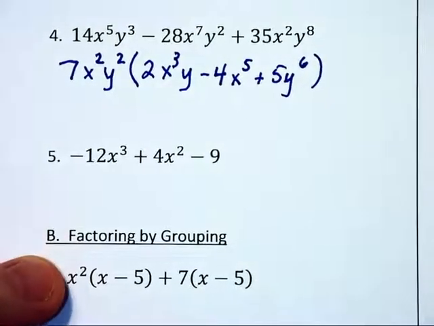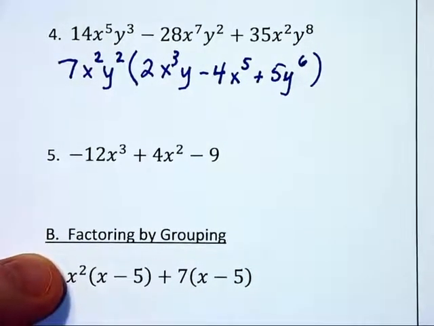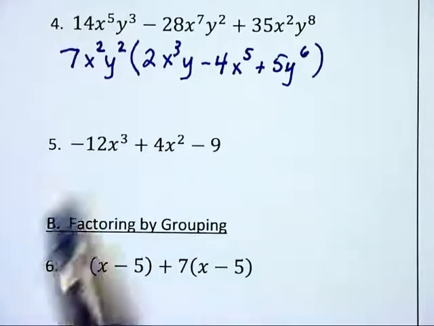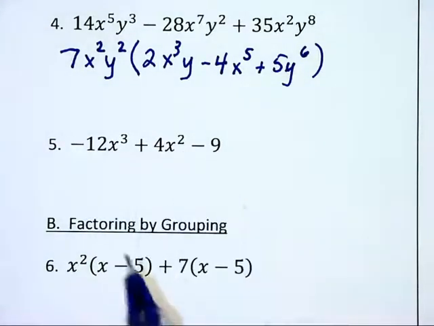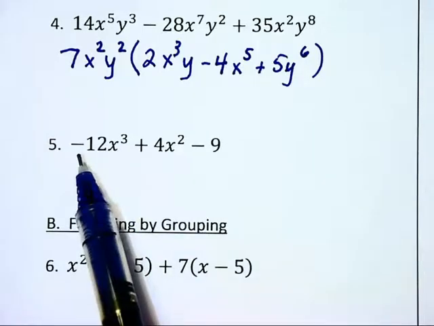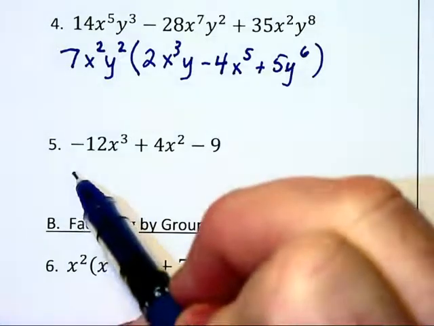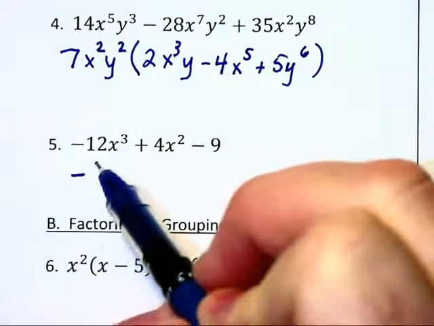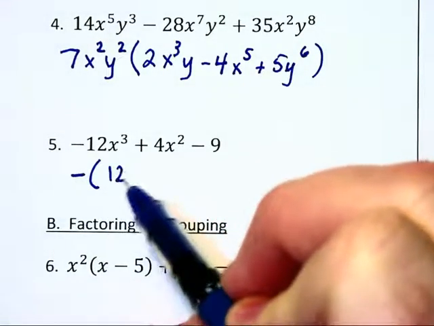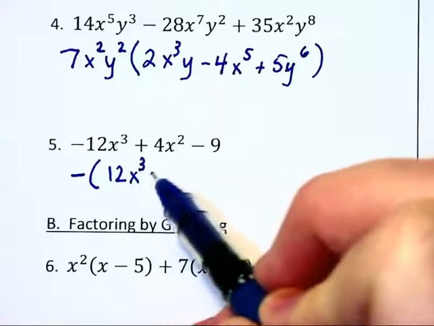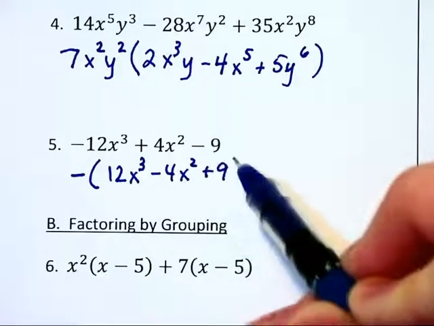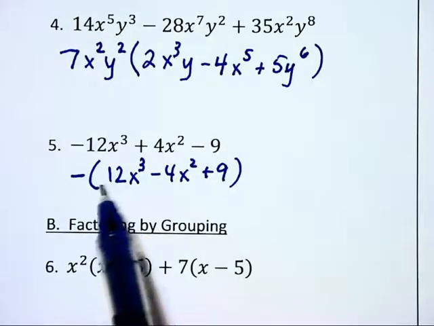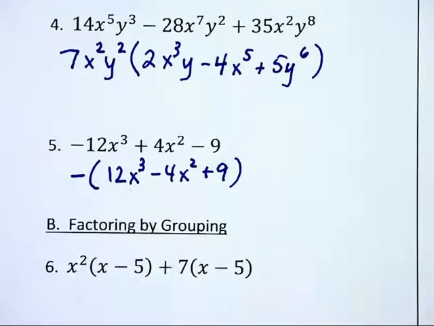In number 5 here, we do not see any number or variable that's in common between all the terms, but there is a negative for this leading coefficient. And when that's the case, we like to factor out a negative 1 and change the sign of each term inside the parentheses, because we do not like to have a negative leading term for a polynomial. So we factor that negative 1 out.